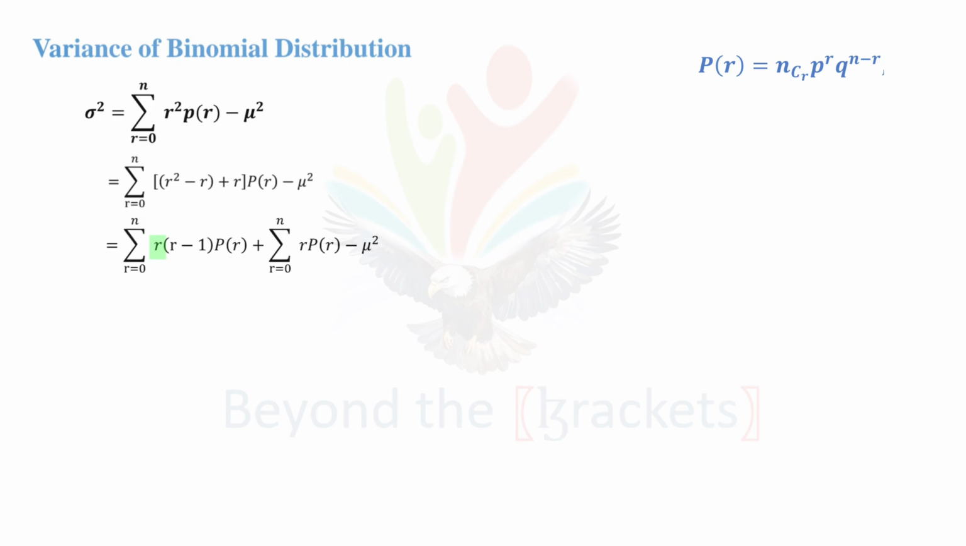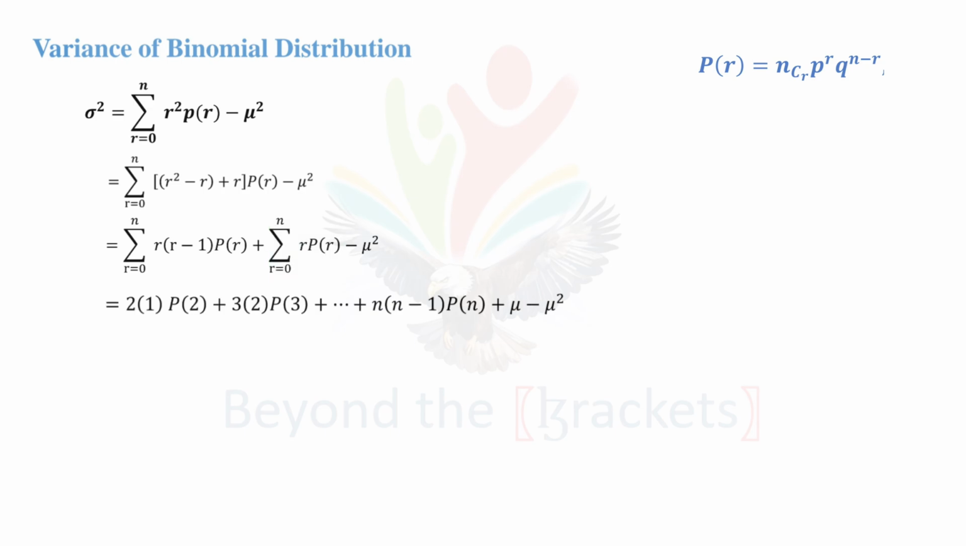Expanding the summation, for r is equal to 0 we have 0, for r is equal to 1 again we have 0, for r is equal to 2 we get 2 into 1 into p of 2, for r is equal to 3 we get 3 into 2 into p of 3, and for r is equal to n we get n into n minus 1 into p of n. This term is nothing but the mean, which is given by mu, minus mu square will be written as it is.